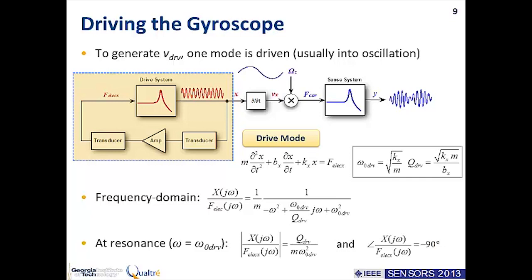And this is why in the case of tuning for gyroscopes, we usually need very low pressure environments. So basically we have to go to pressure levels in the millitorr range in order for that Q to be higher and get a larger electromechanical transduction.